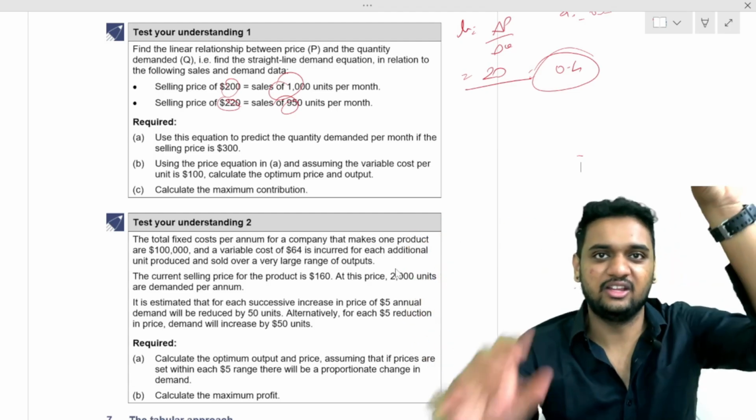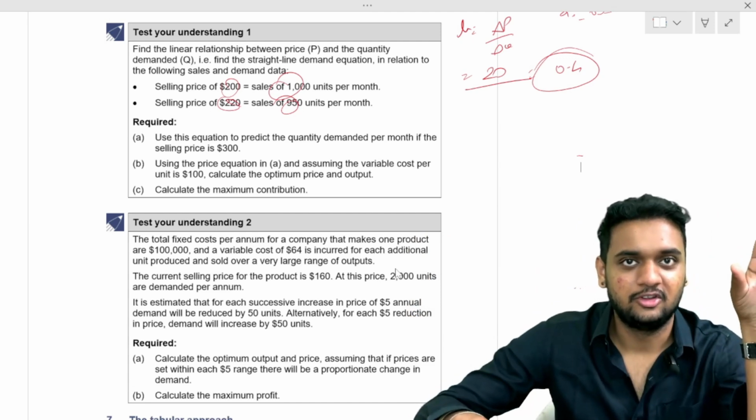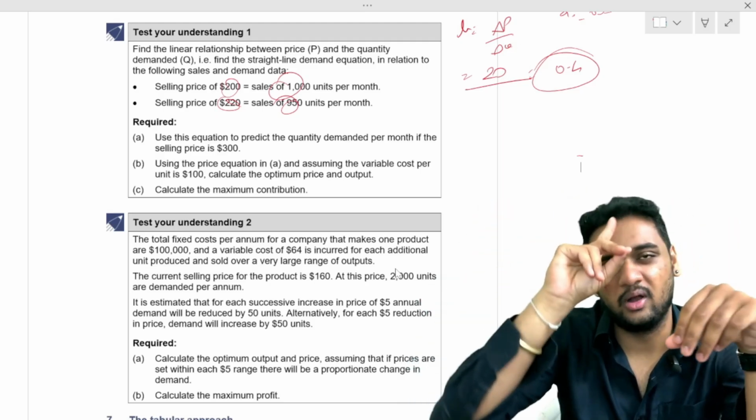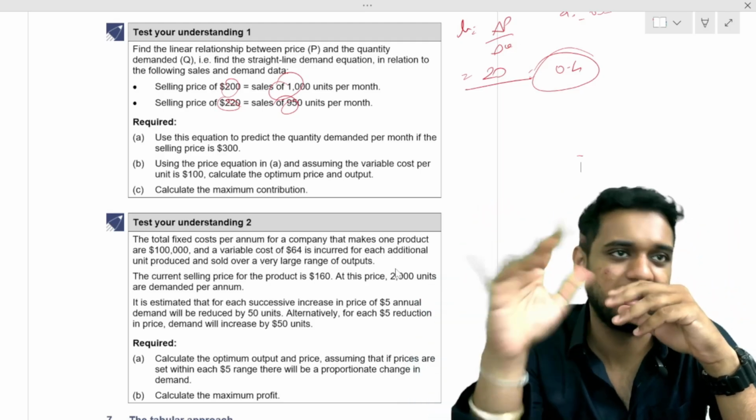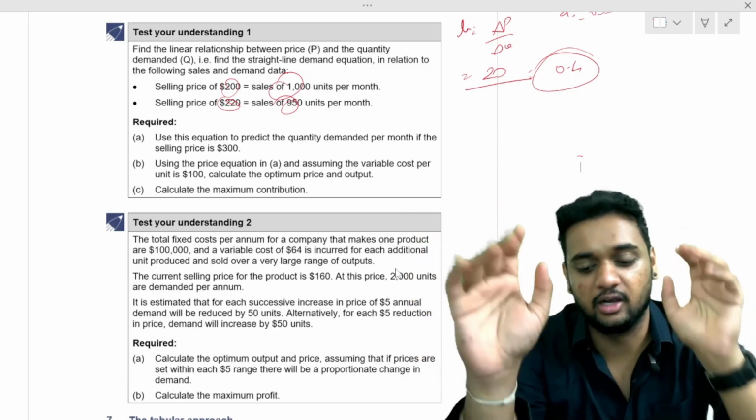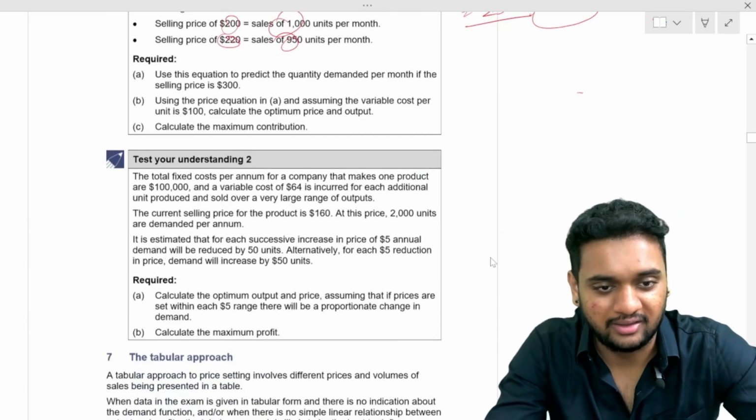Understood? One will increase, one will decrease. When price increases, quantity will decrease, or when price decreases, quantity increases. One thing will always be negative, so B will always be negative. In MCQ, if they ask, do that. In a normal question, don't take it as negative, you'll get confused. Okay, come to the second question.